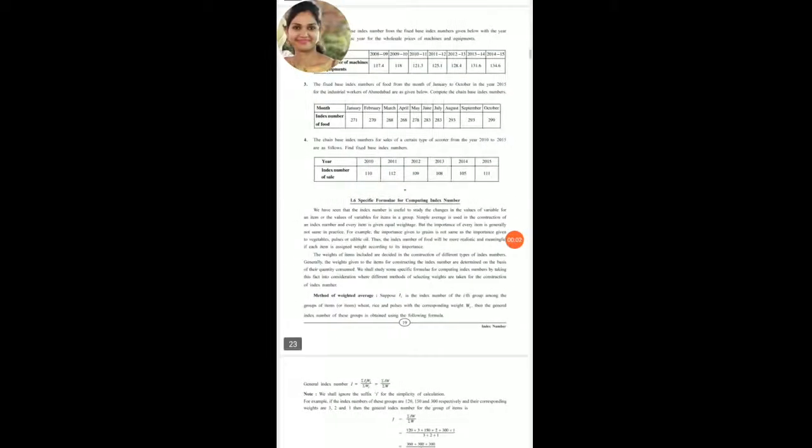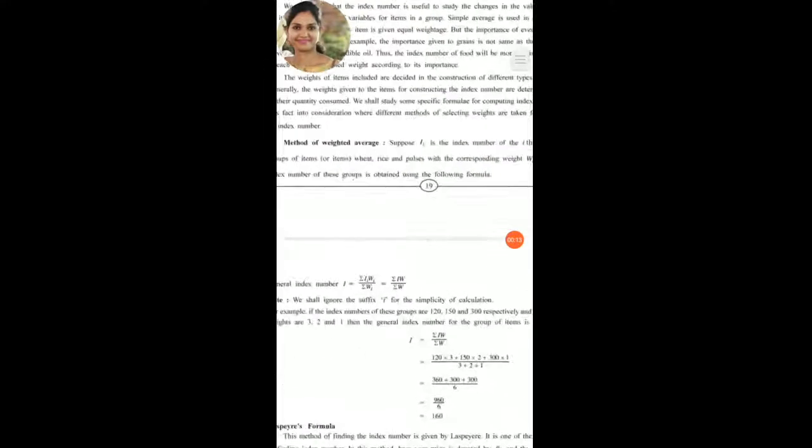Girls, come to page number 19 in the textbook. Okay. Point 1.6, specific formula for computing index number. In that, the first formula is the method of weighted average. When will you use this method? You can use this method when different groups of items are given.